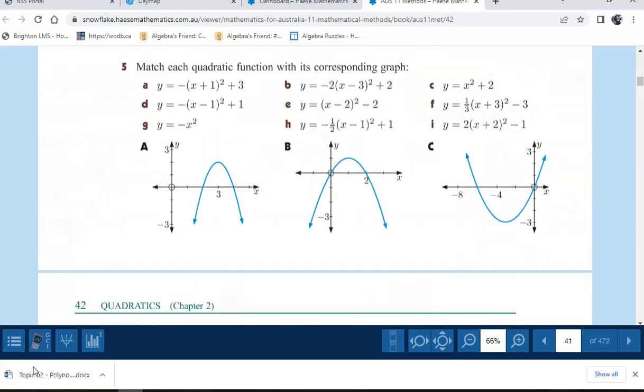What's the other bit of information I can glean from here? What vertex does it have? -1, 3. Now, let's hope there's only one that's concave and -1, 3, right? If there's 2 that are concave and have the same vertex, what's the decider? The y-intercept. How do you find your y-intercept? Make x equals 0.